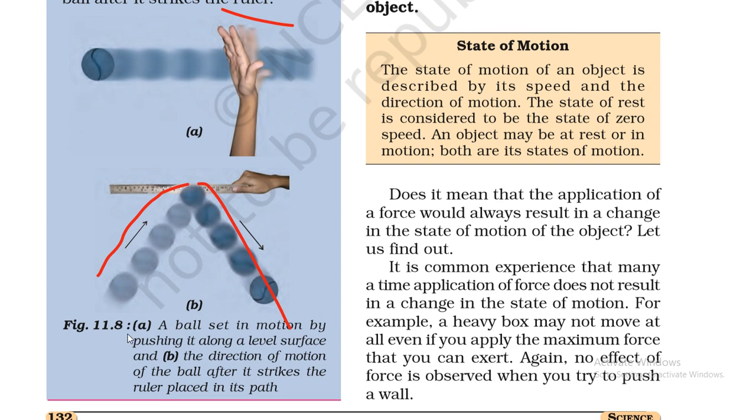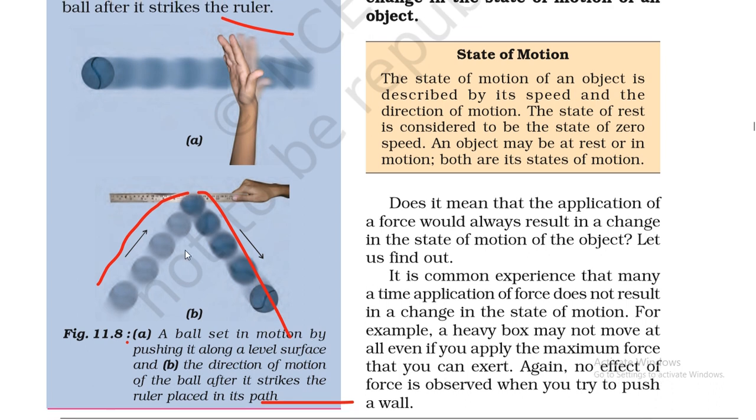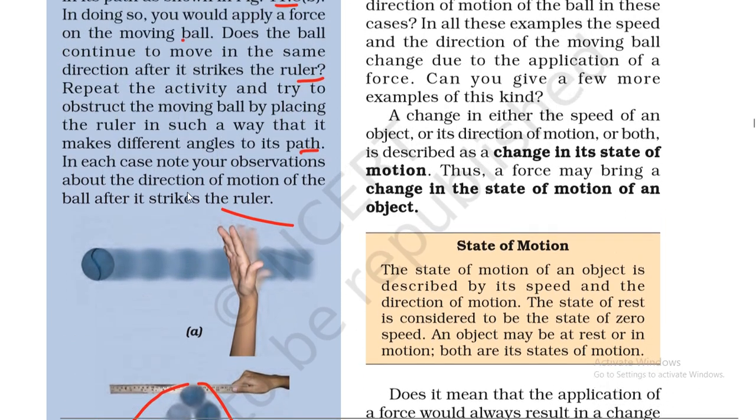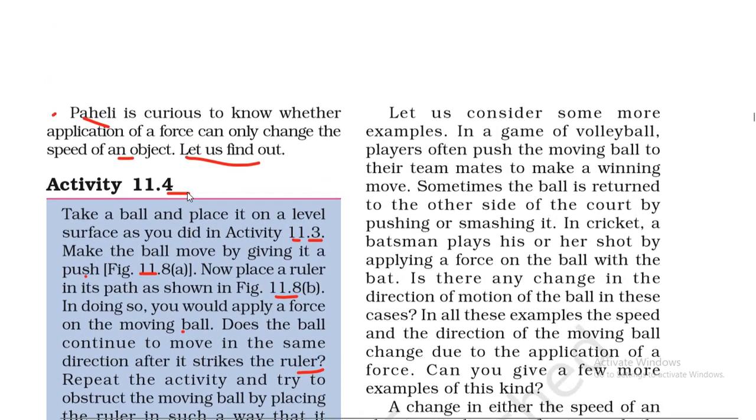So you can see a ball is set in motion by pushing it along a level surface, and the direction of the motion of the ball after it strikes the ruler placed in the path changes. So you can see it means the force can change the direction of motion of an object. So let us see the explanation.